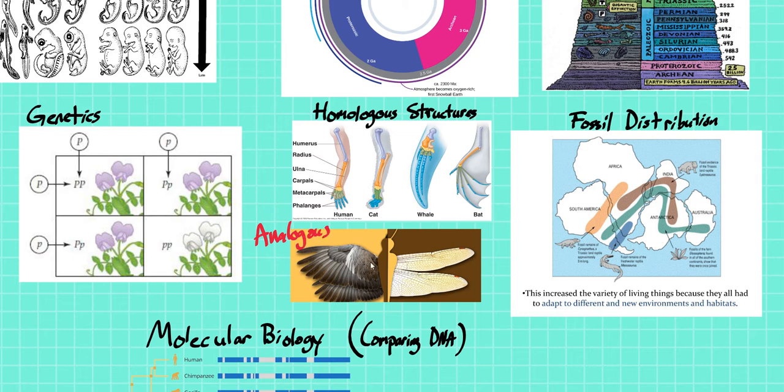But analogous structures, I'm just going to write down here, analogous, are things like a bird wing, or this is a dragonfly wing. They serve the same feature, they serve the same purpose. They look like they could be the same, but they're not built out of the same materials, and they are not good evidence that things are closely related.